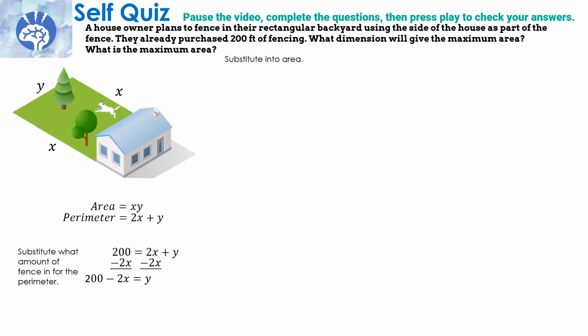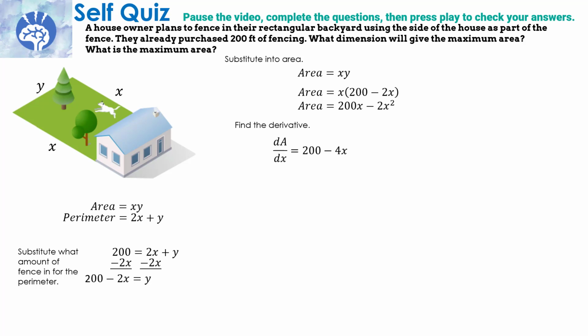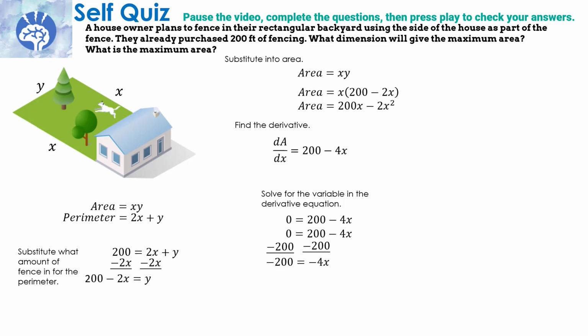Next, we need to substitute that into the area. Well, area equals x times y. We just solved for y, which is 200 minus 2x. I put that in. Now I have x times 200 minus 2x. We're going to use the distributive property, and we get 200x minus 2x squared. We're going to find the derivative. We end up with 200 minus 4x. We're going to solve for the variable in the derivative, which is x. I'm going to subtract 200 from both sides. Now I'm going to divide by negative 4, and this gives us 50.